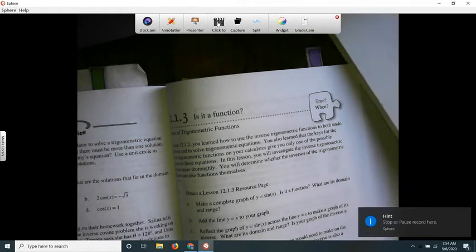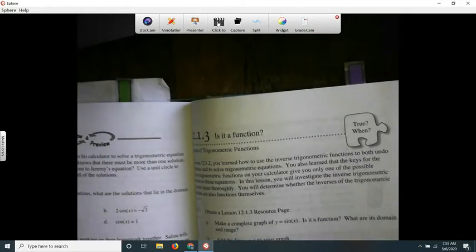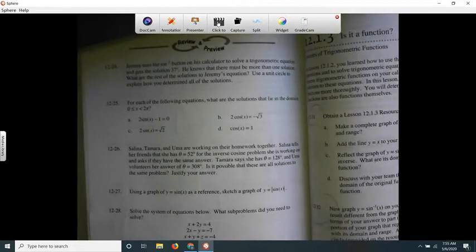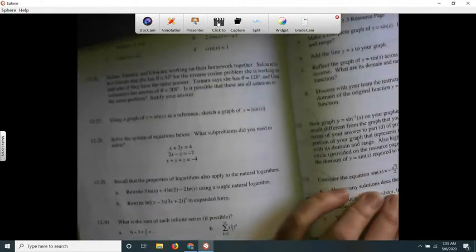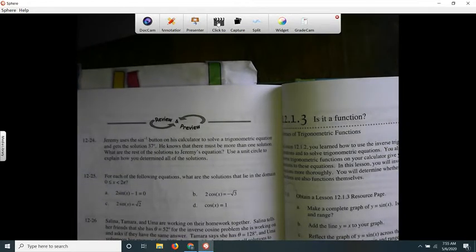Here's Integrated 3, problem 12-30. It says, what is the sum of each infinite series, if possible? So I know that there's this formula, and it's a over 1 minus r, but I was wondering, how can you guys find your formulas?